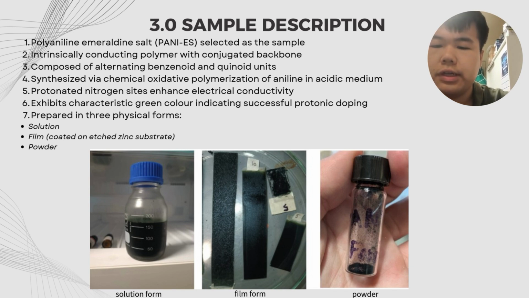The sample used in this study is polyaniline emeraldine salt, or PANI-ES, which is an intrinsically conducting polymer. It has a conjugated backbone made of alternating benzenoid and quinoid units, allowing charge delocalization and electrical conductivity. The polymer was synthesized under acidic conditions, producing a green color that indicates successful protonic doping. The sample was prepared in solution, film, and powder forms to support different types of characterization.